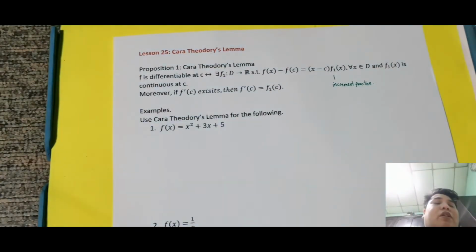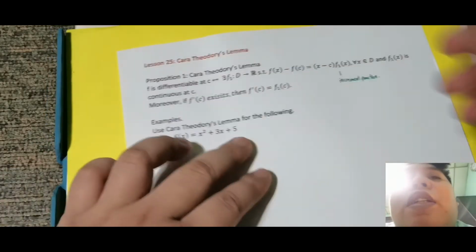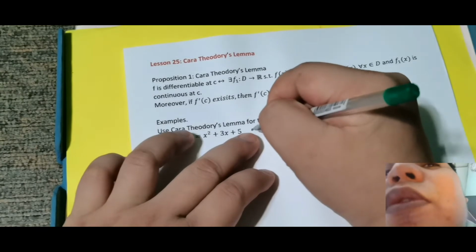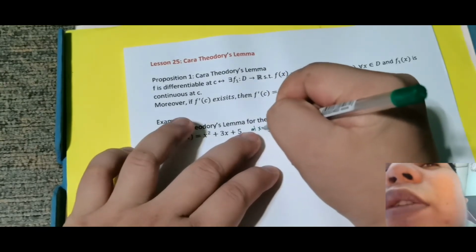So ito yung second way para mas show natin na differentiable yung isang function. So I think mas pipiliin nyo to kasi mas maikli siya kumpara dun sa pagkuha ng limit dun sa ating definition of derivative. So again, let us use Caratheodory's Lemma to show the following is differentiable at c. So suppose we have f of x equal to x squared plus 3x plus 5. So show that this is differentiable at x is equal to c.